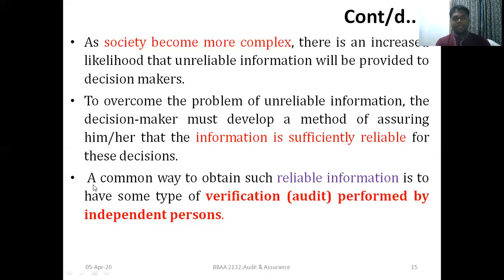Here, the last point says a common way to obtain such reliable information is to have some type of verification. If there is any type of verification, it means audit. So definitely we can be sure to get reliable information, the true and fair information, the genuine information, the proper information, not improper information. So that we can get genuine information, it means reliable information verified by different persons. I hope you understand.